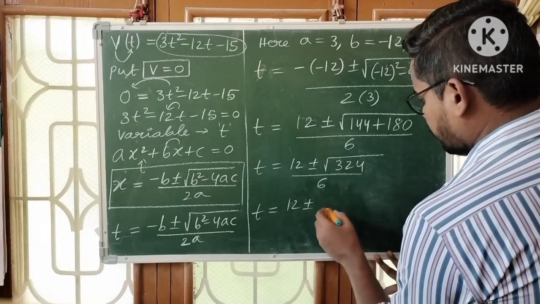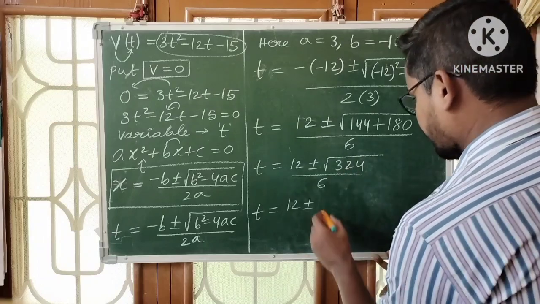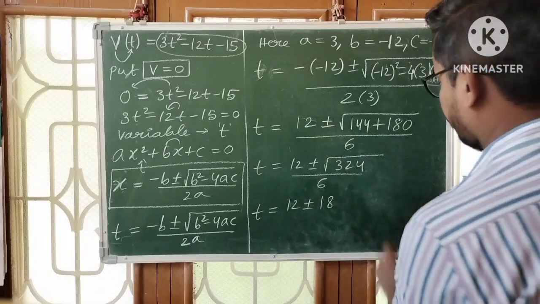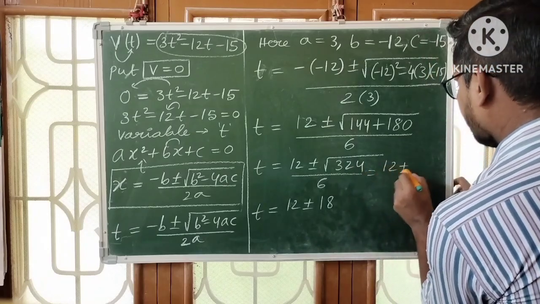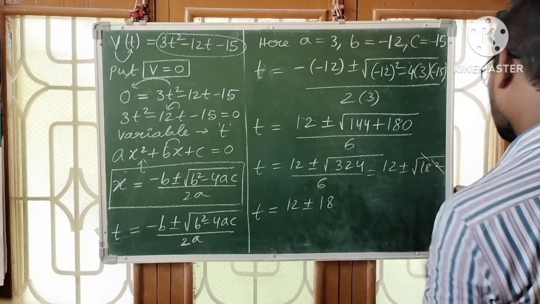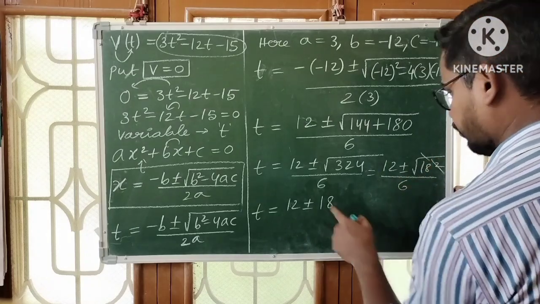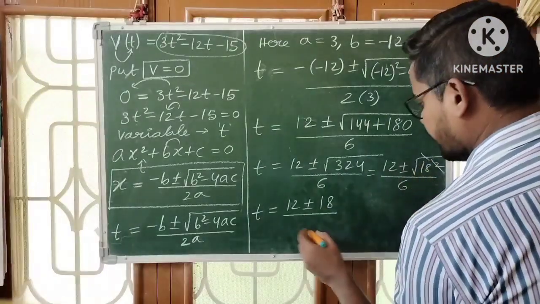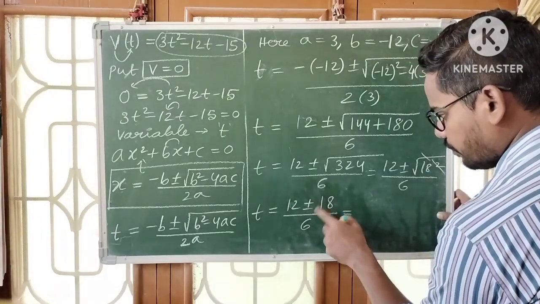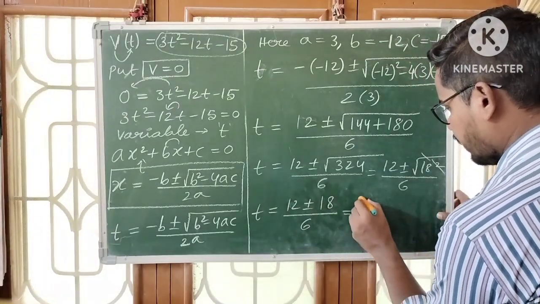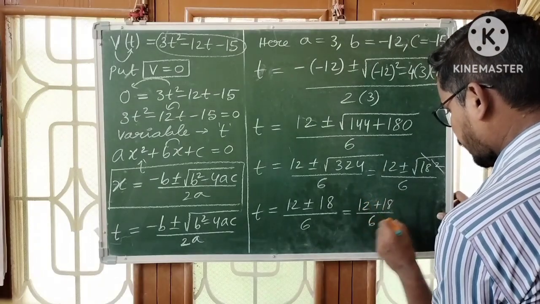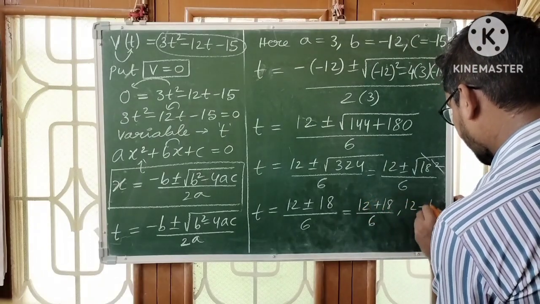So root over 324 is a perfect square, so you will get 18. 18 square is equal to 324. So it means 12 plus or minus, here in place of root 324 we can write 18, and 6 cancels. So 12 plus or minus 18 by 6. So here plus or minus sign is there. One time let us consider positive, and the next time let us consider the negative sign.